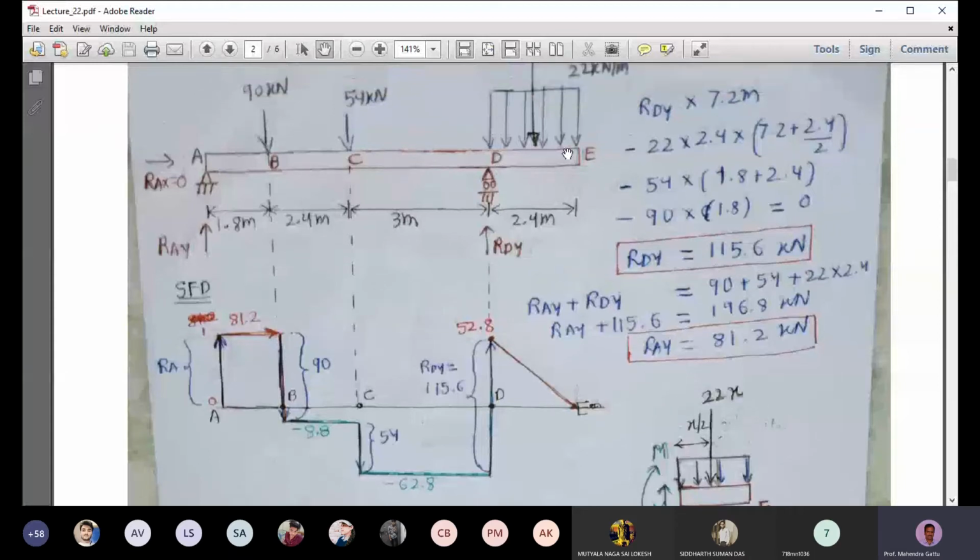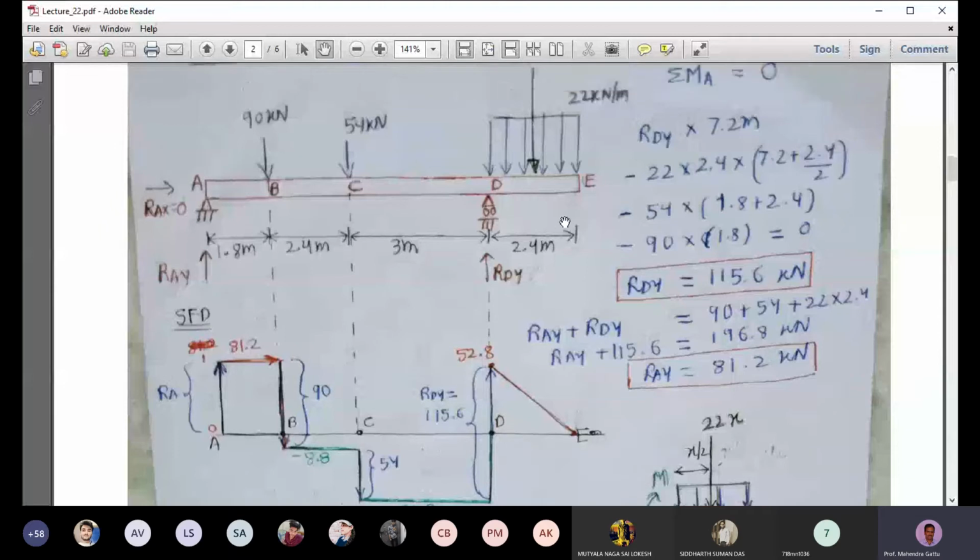And here, what happens between D to E? Between D to E, there is a distributed load acting, and that is constant. So dV by dx is equal to minus Q. So we have a constant negative slope from D to E. We already know that the shear force at E is 0. So this point is 0, and at D it is 52.8, and the slope is constant. So we can join 52.8 and 0 by a straight line. And if you calculate the value of the slope, it will be 22.